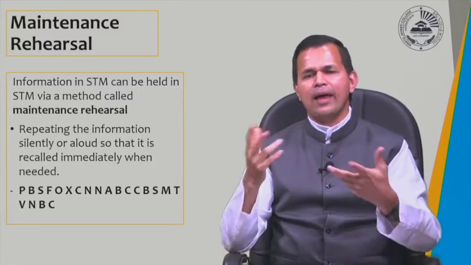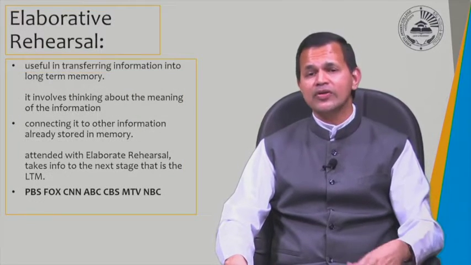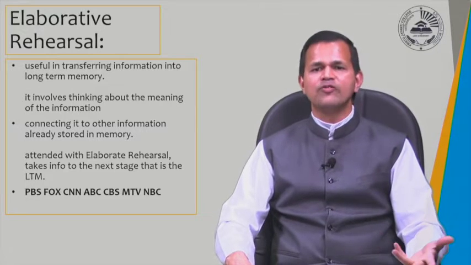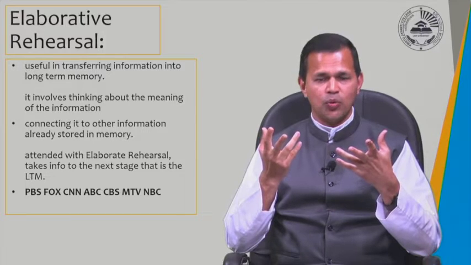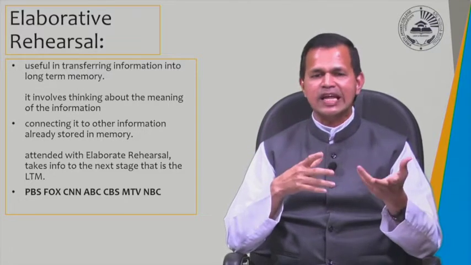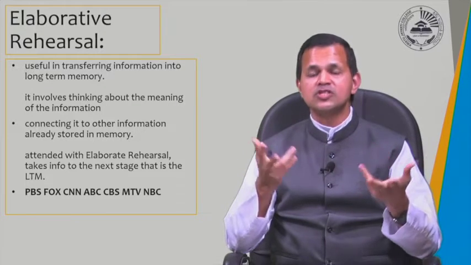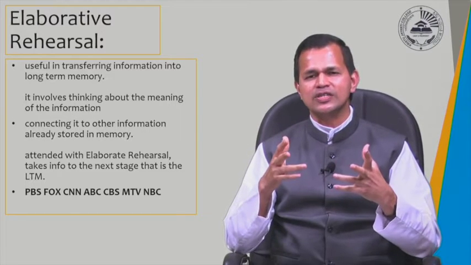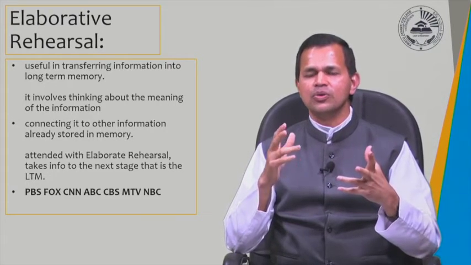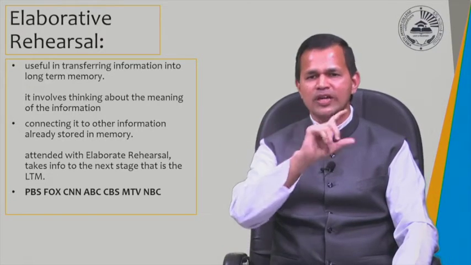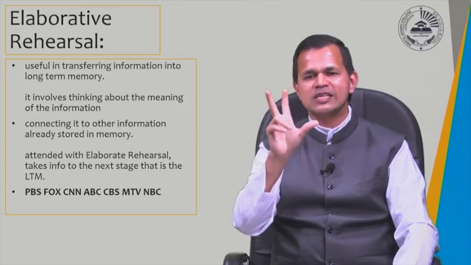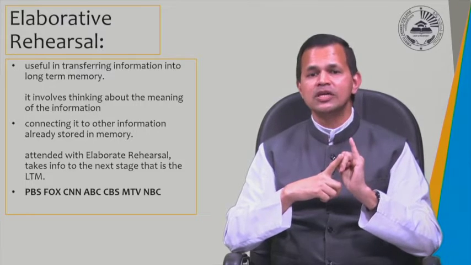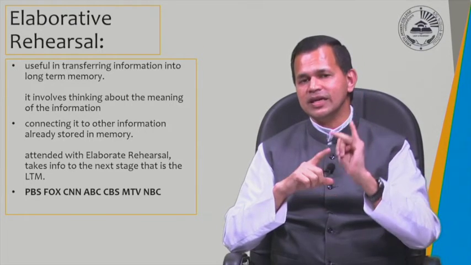The next one is called elaborative rehearsal. Elaborative rehearsal is thinking about the meaning of the information and connecting it to other information already stored in memory. So the moment you see PBS, Fox, CNN, and ABC, you already know that these are TV channels, right? You already have information stored there. That is the reason elaborative rehearsal makes it very easy for you to remember things better, because now those 21 letters are not valid anymore. They are only 7 concepts, 7 chunks: PBS, Fox, CNN, ABC, CBS, MTV, and NBC.